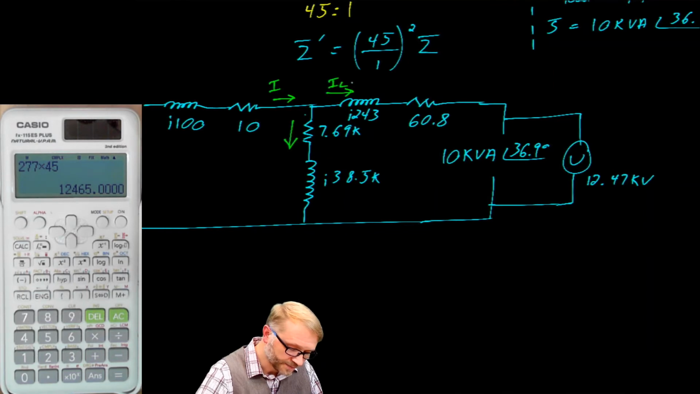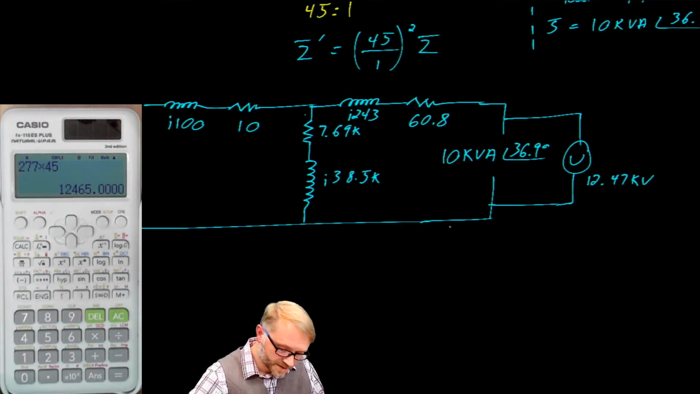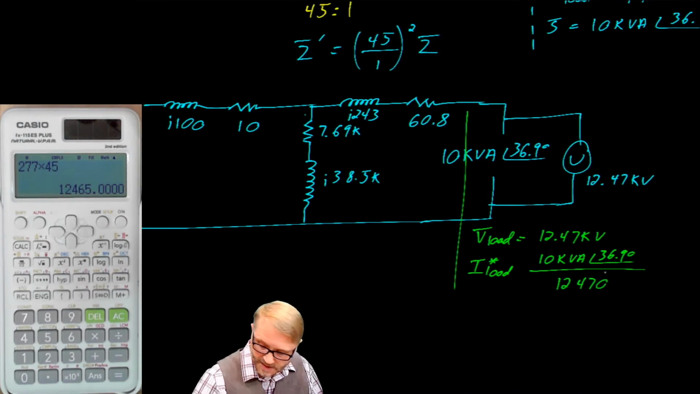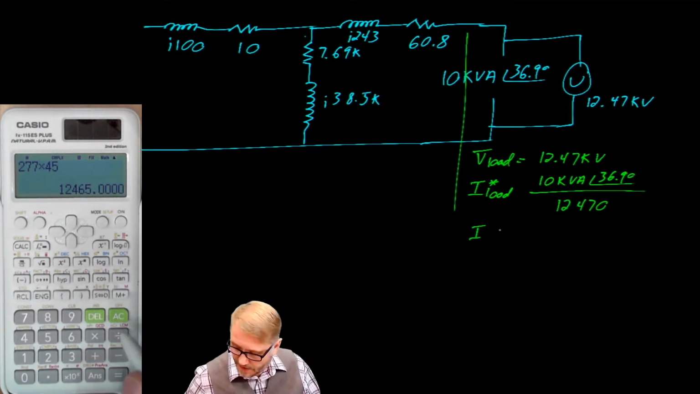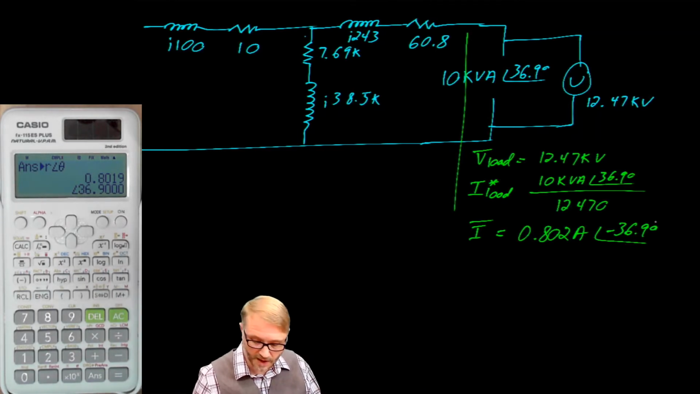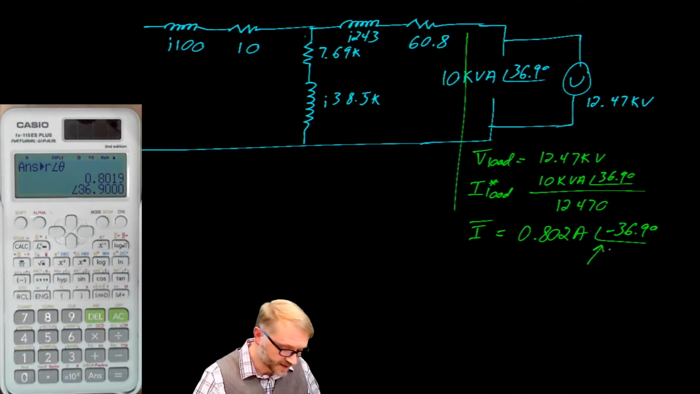So we've got the current on the load, and we've got the current in the core. That gives us the current on the input. Of course, those are all vectors. Starting here, the voltage on the load is 12.47 kV. The current on the load, actually the complex conjugate, is 10 kVA at a phase angle of 36.9 degrees over 12,470. The current is therefore about 802 milliamps at a phase angle of negative 36.9 degrees. You'll notice I'm taking the complex conjugate of what's on the calculator here. So that's where this negative came from.